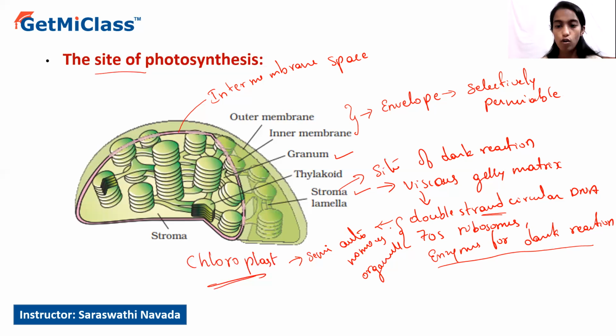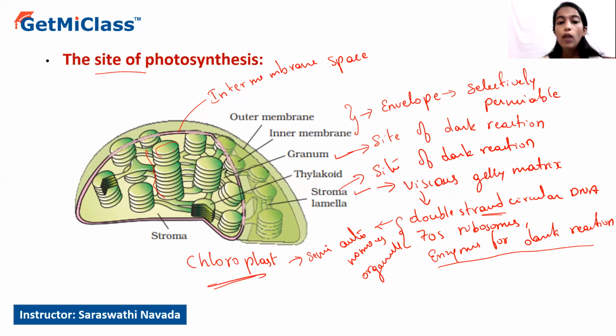And within the stroma, you can see certain stacked coin-like structures. These stacked coin-like structures are called grana. And this grana is considered the site of the light reaction. And what is the grana composed of? Each granum is composed of coin-like structures called thylakoids.